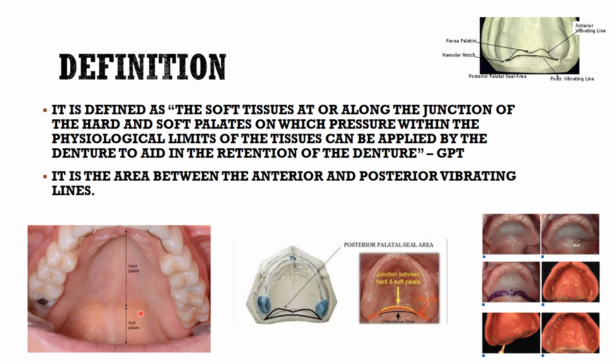So it is the area between the anterior and the posterior vibrating line. Now what is anterior and posterior vibrating line? I'm going to explain that. Over here, as you can see, this is a complete edentulous arch. After that, we record the PPS. This is the posterior most part. It is like a limiting structure of your maxilla. This is the posterior palatal seal area, and then when you're fabricating a denture, this is the last part. Your denture shouldn't be beyond this posterior palatal seal area. This is the definition which is given by the Glossary of Prosthodontics.